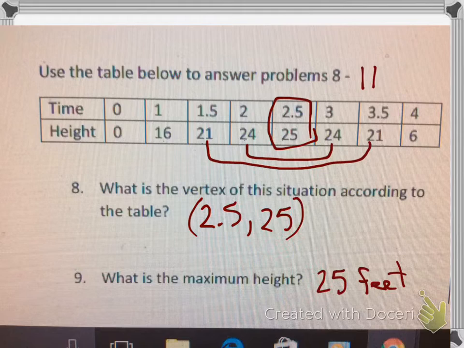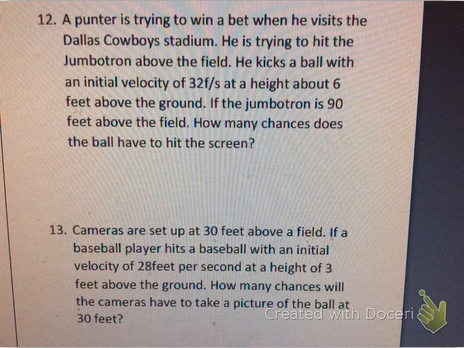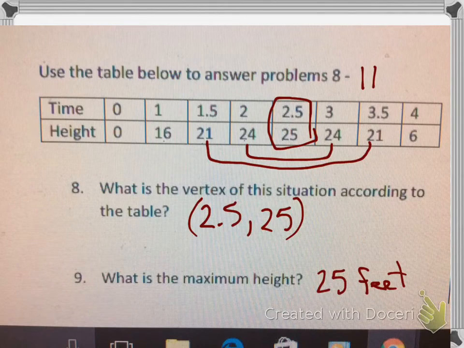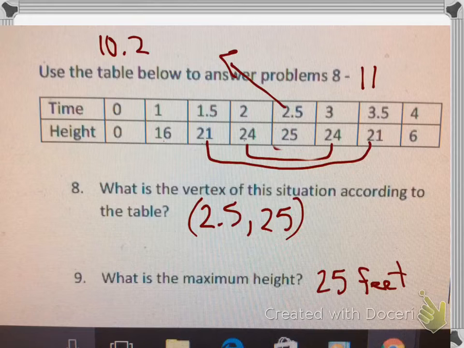Okay, then, do I have number 10 on here? No, I got to put it over here. Okay, so number 10 says, how long does it take to reach this height? So your answer for number 10 is this 2.5. That would have to be in seconds. So number 10 is 2.5 seconds.